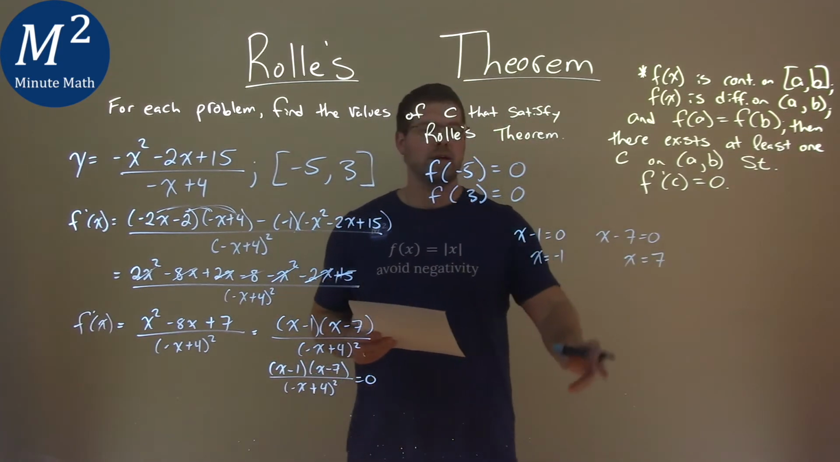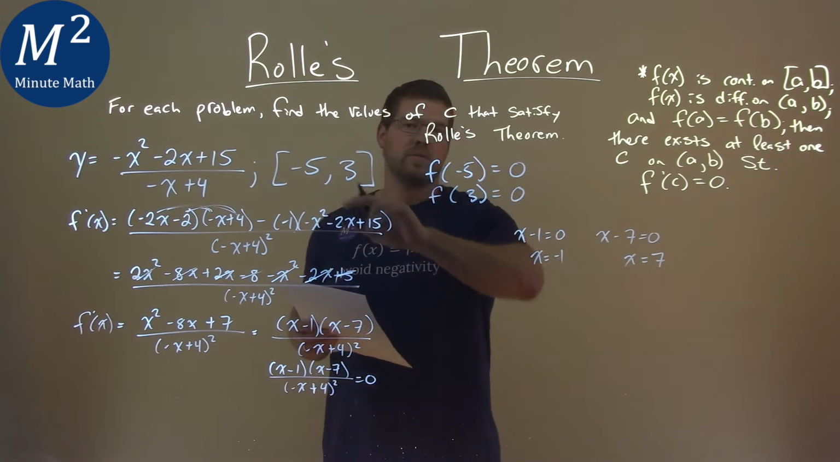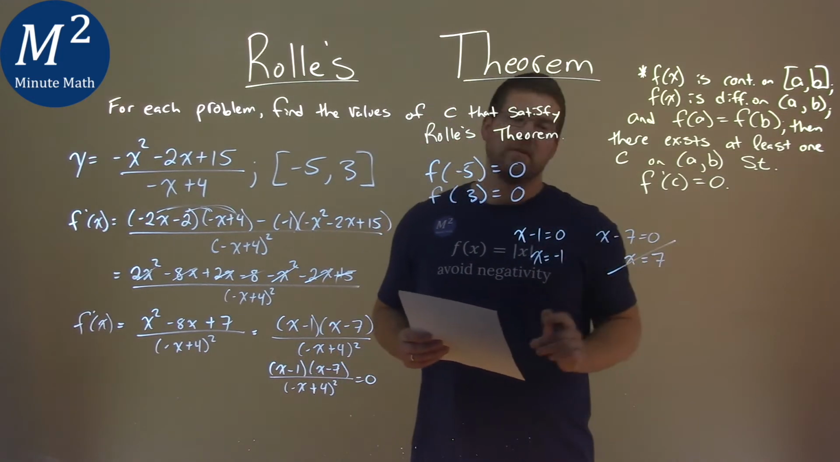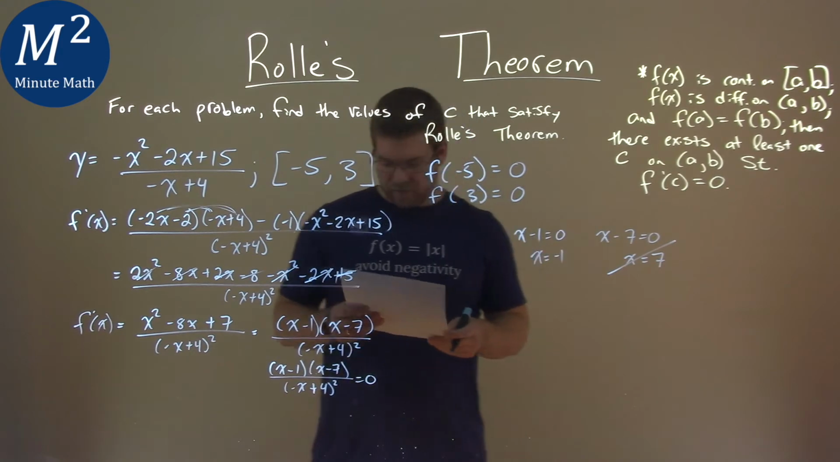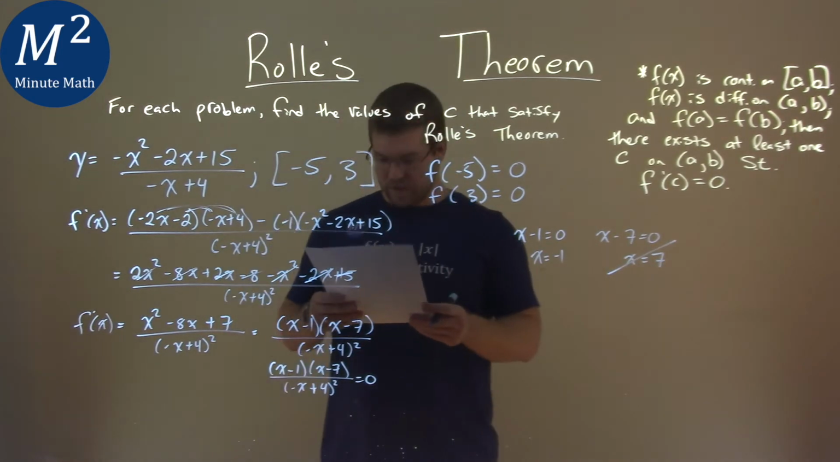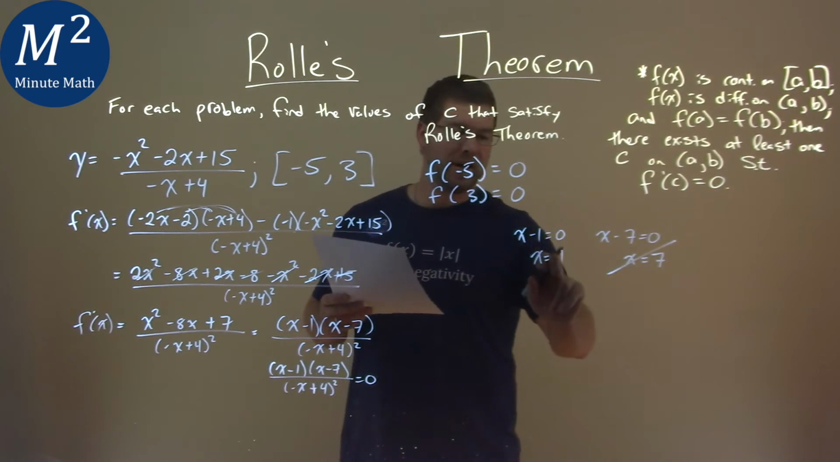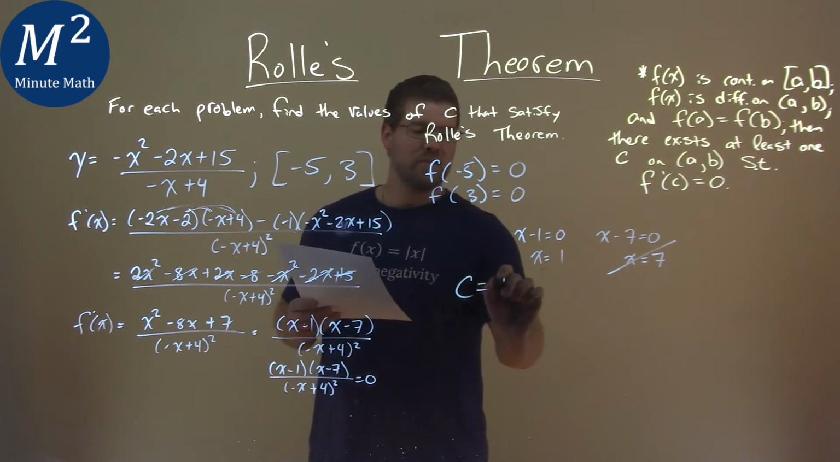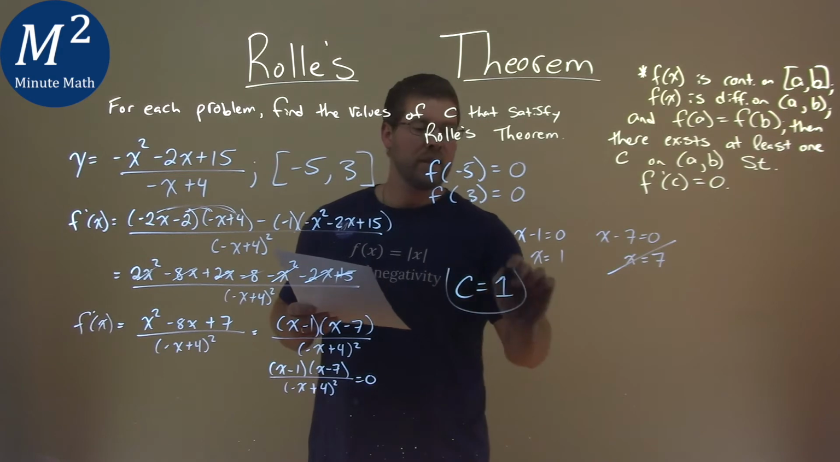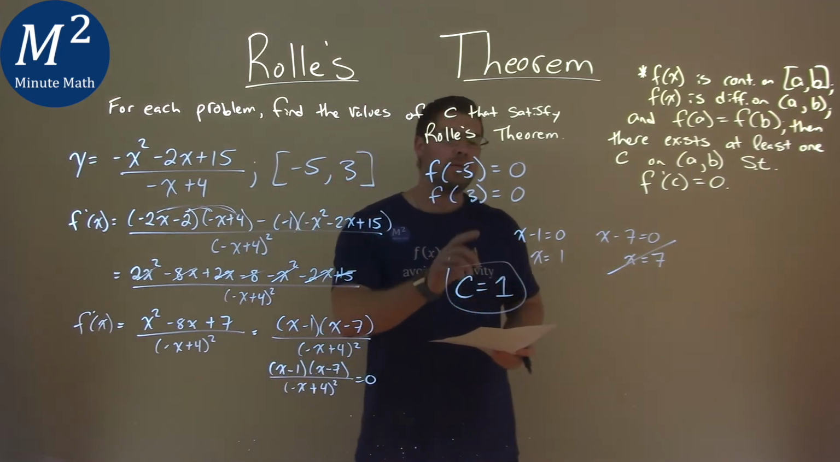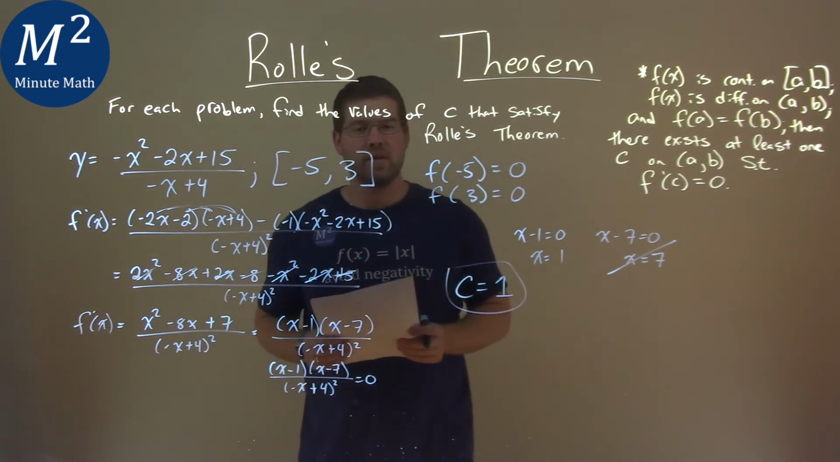Now notice here that 7 is outside of our interval that was given to us. It wasn't asked of us, so we don't use it. So 1 is the only value within our interval here. Oh, sorry, a positive 1. I can't add. A positive 1 there. And so c equals a positive 1 is the only c value that satisfies Rolle's theorem.